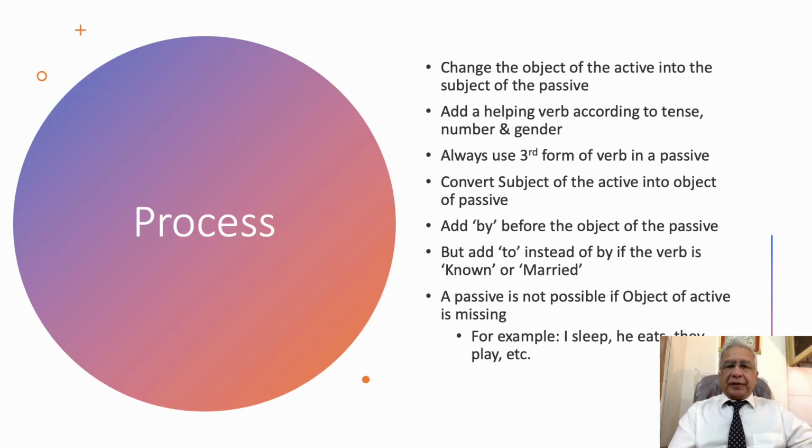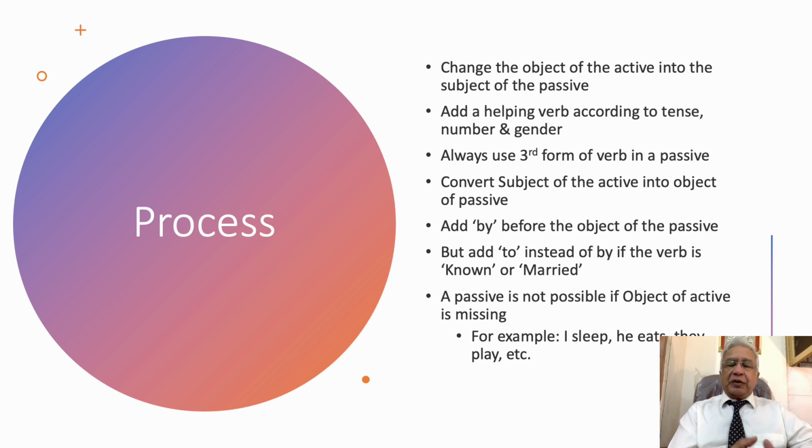What is the process for this? Number one, change the object of the active into the subject of the passive. Because in order to start with the passive voice, you need the object first of all, and that is why the object of the active voice should be brought to the beginning of the sentence. Number two, add a helping verb according to the tense, number, and gender.